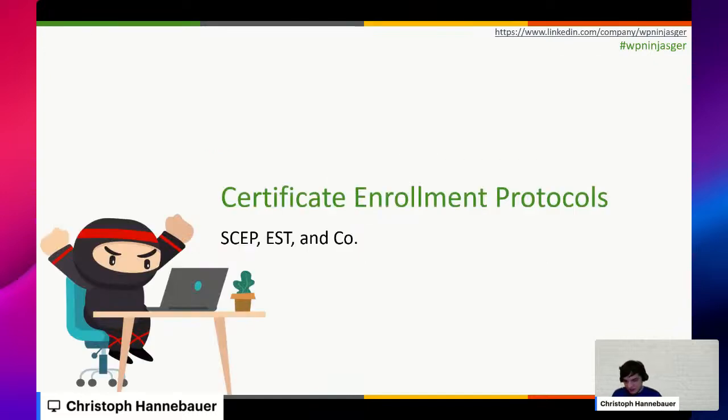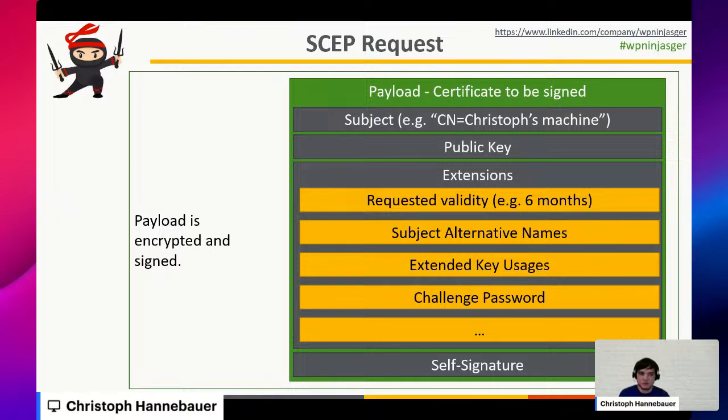And for this, let's have a deeper look at the enrollment protocols and especially start with SCEP, because that's what the other platforms are doing. How does a SCEP request look like? Technically, that is actually a PKCS7. So it's a format that can be encrypted and signed, and this is the case in the SCEP request. It's encrypted against the CA, and it is signed by the private key that was just generated. And inside there's a payload, and this is actually a PKCS10, so it's a certificate signing request.